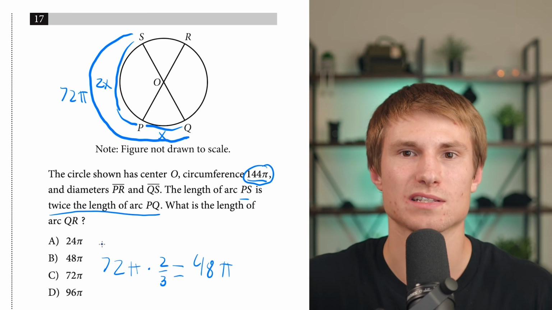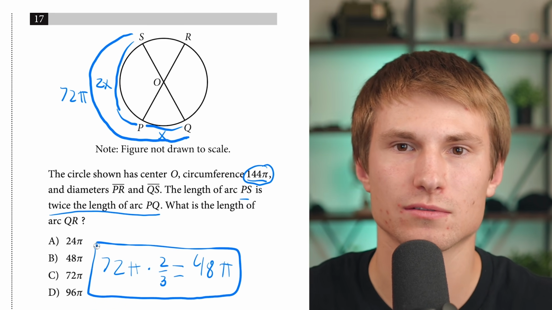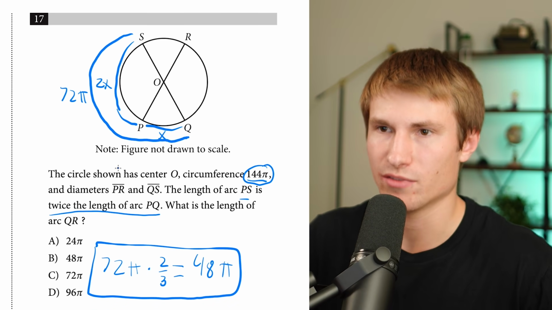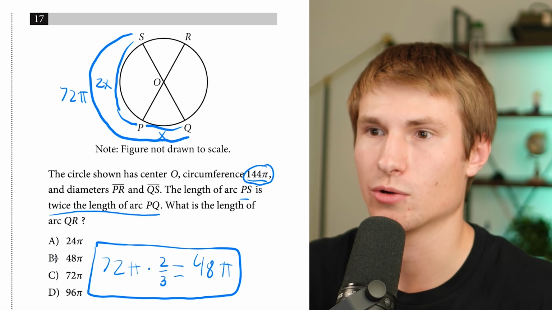But ultimately, it's a lot better if you can just recognize, hey, this is a ratio. We've got half of this whole circumference is 72 pi. We are taking 2/3 of that to get arc of QR. So answer there is B.